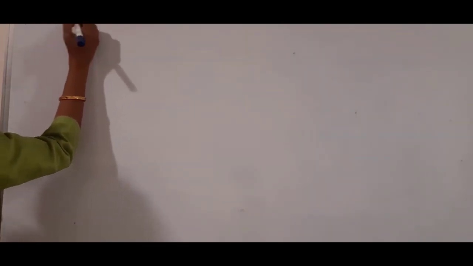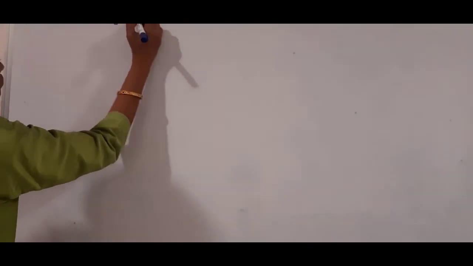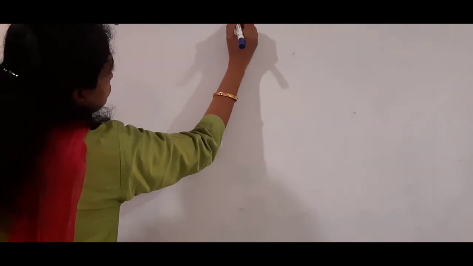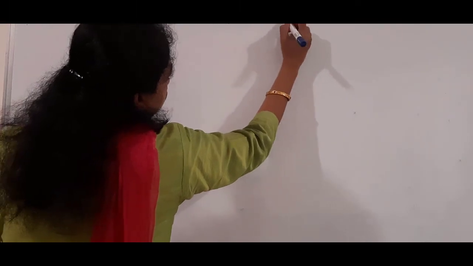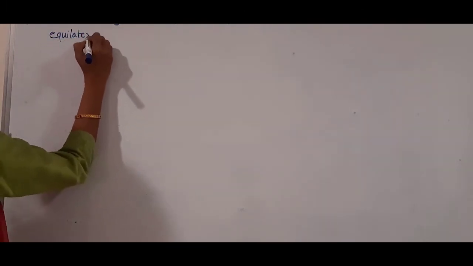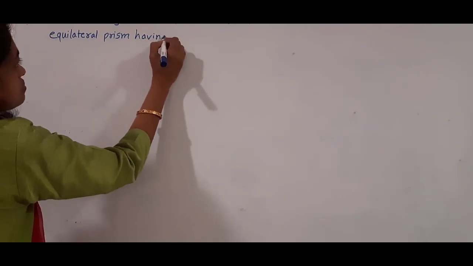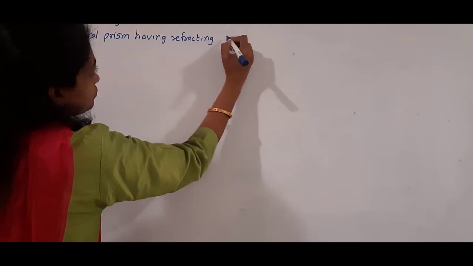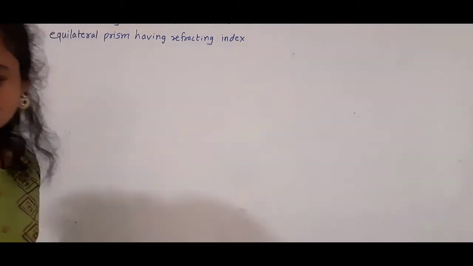Write down the problem. Find the angle of minimum deviation for an equilateral prism having refractive index.